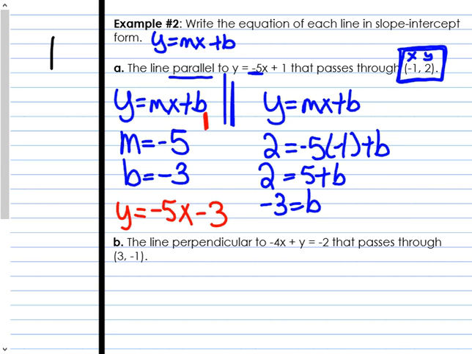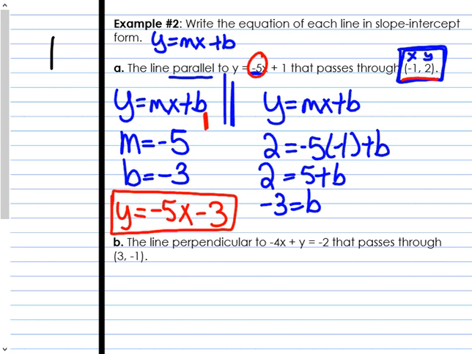So m was -5, b was -3, and there is your answer. It's parallel to our original equation because they have the same slope, -5 and -5, and we used the -5 and the point they gave us to find our b.